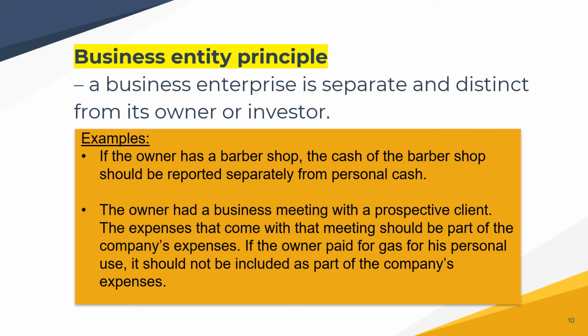And then another one, the owner had a business meeting with a prospective client. So the expenses that come with the meeting should be part of the company's expenses since nagkaroon sila ng meeting for a prospective client or that's for the operation of the business. If the owner paid for gas for his personal use, so ito naman, para sa personal use niya, it should not be included as part of the company's expenses. So again, here in business entity principle, we assume that the business and its owners are separate and distinct entities. So yung expense or income ng business ay para sa business lang and yung income or expenses nung mismong owner ay para sa kanya lang.